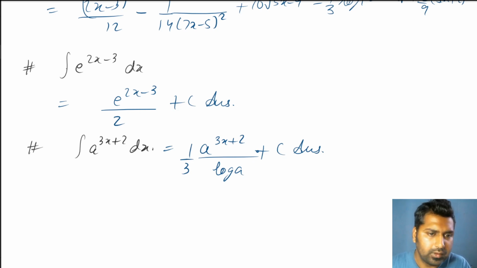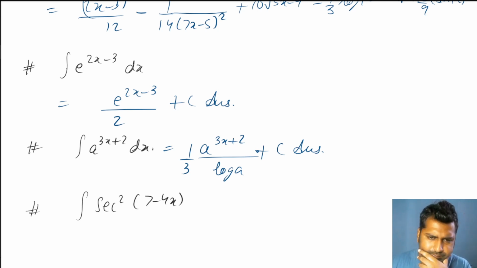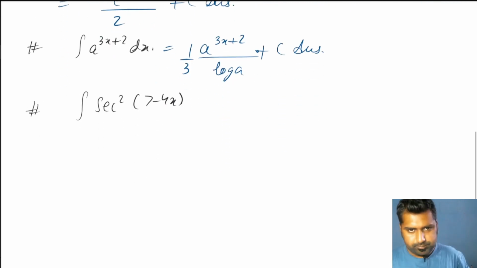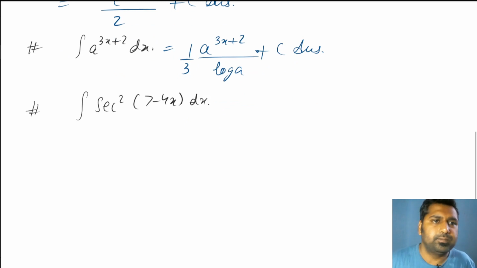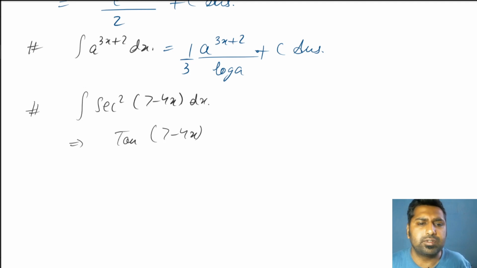Let's look at a few more questions. Get comfortable. Sec square (7 minus 4x). So the integration of sec square is, we know, tan x, so tan, same thing, (7 minus 4x), just that put down the coefficient of x, so minus 4, plus c.